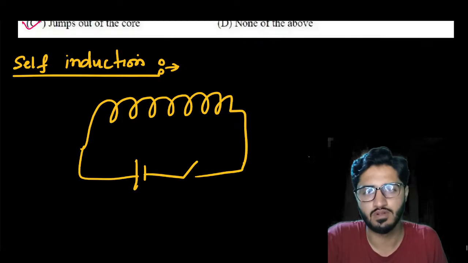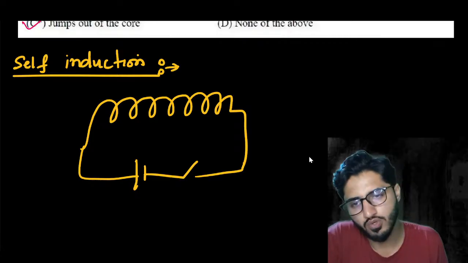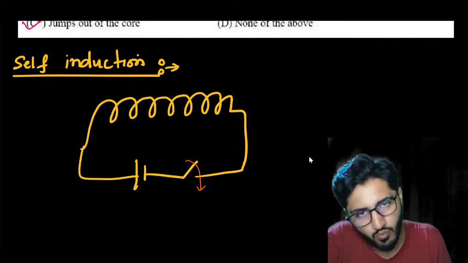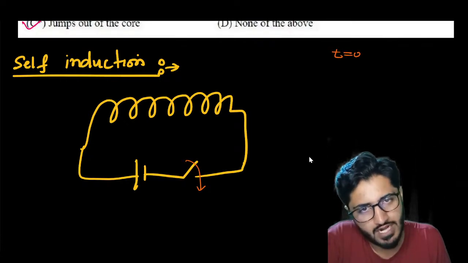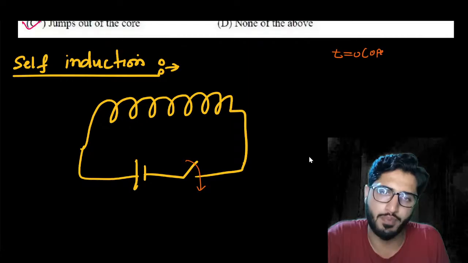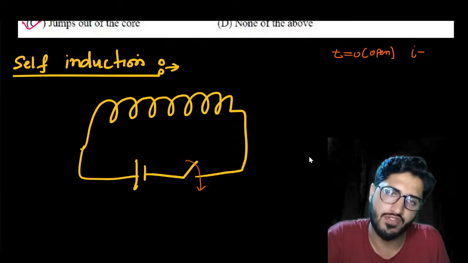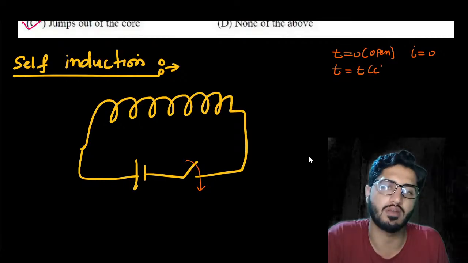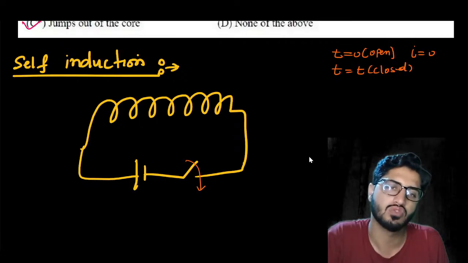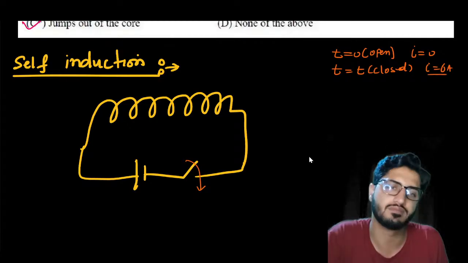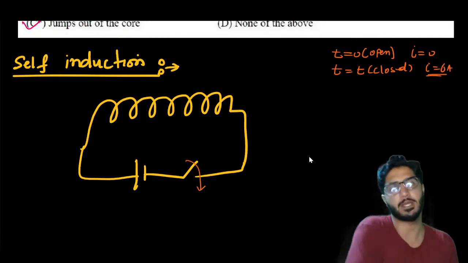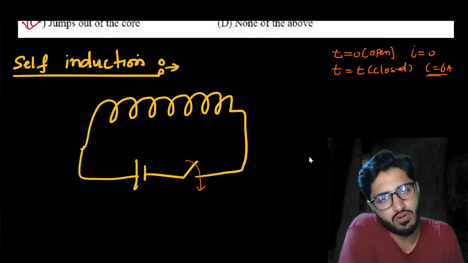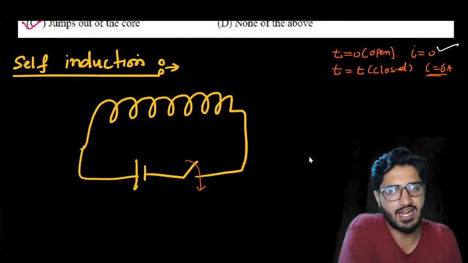Look now. Let us suppose we just close it. When t equals 0, that means when my key is open, I is 0. When t equals t, when my key is closed, I will be 6 ampere, the maximum current, right? So firstly my current is 0. Second time, it is 6 ampere.